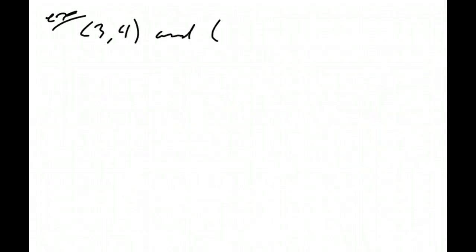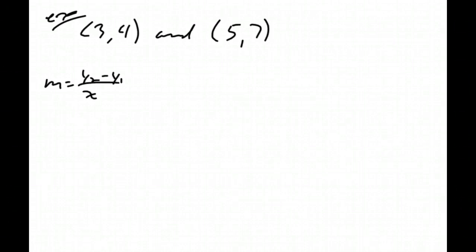So for instance, if we have the points 3, 4, and 5, 7. I know my slope is m equals y2 minus y1 over x2 minus x1. It does not matter what you call y2, y1. Makes no difference in the world. So say I call this one y1, I call this one y2. Just make sure that your x2 goes with your y2 and your x1 goes with your y1. So if this is y2, this is x2. If this is y1, then this is x1.